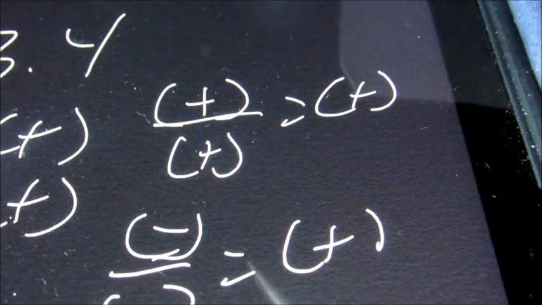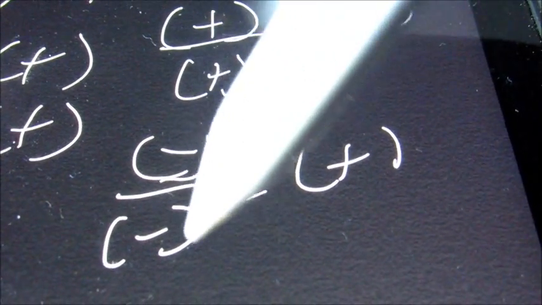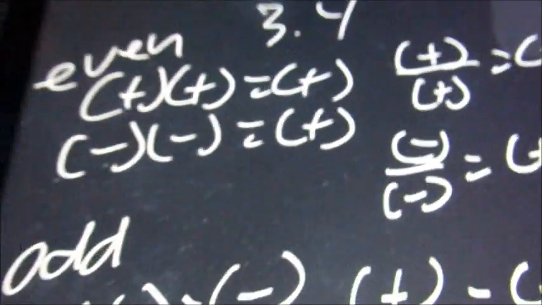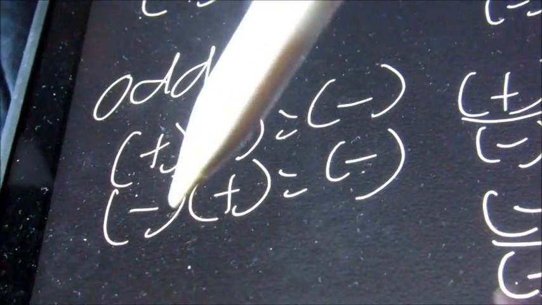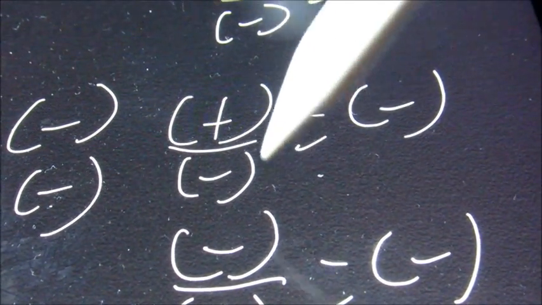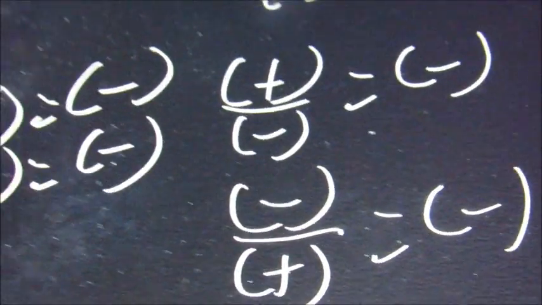Same thing with dividing. Positive divided by positive equals positive. Negative divided by negative equals positive. Now if we have an odd number of negative signs, so a positive times a negative, it's going to equal negative. Negative times positive equals negative. Just like dividing, positive divided by negative is negative. Negative divided by positive is negative.